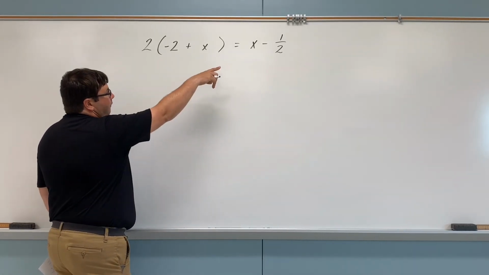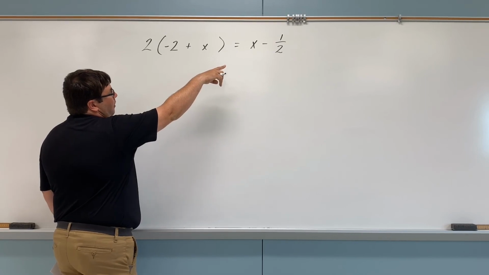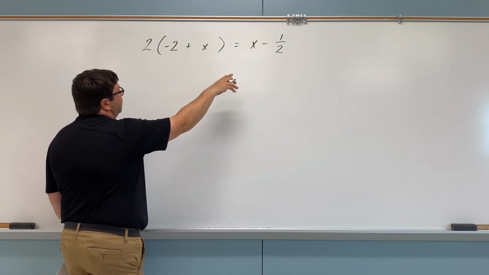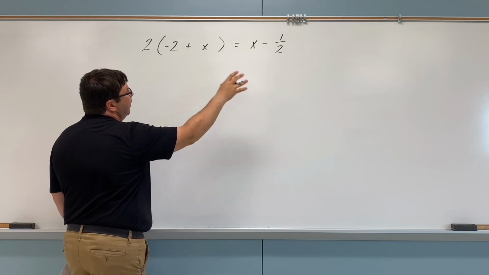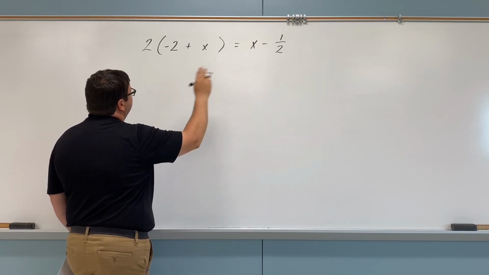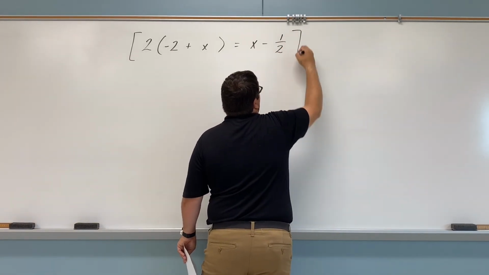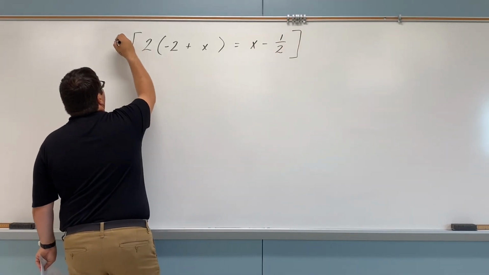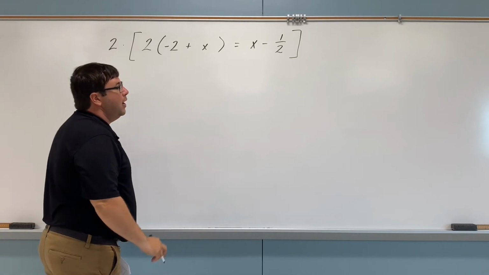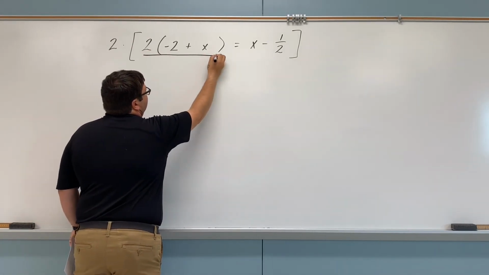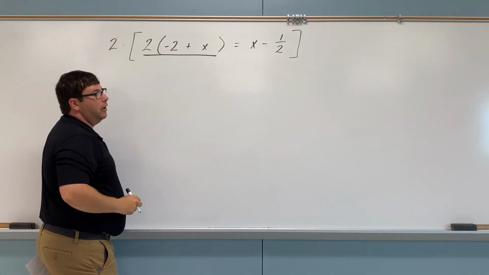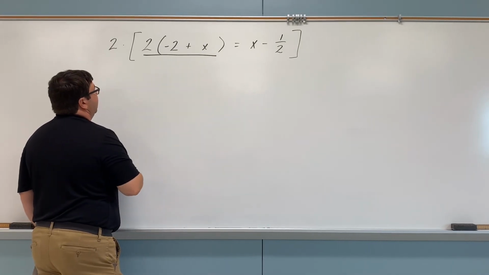I do see I have a fraction here, so we're going to go ahead and clear that fraction. My LCD in this problem is 2 because that's my only fraction. So I'm going to multiply this entire equation by 2. And remember, this is all one product, so I'm only going to multiply it one time.